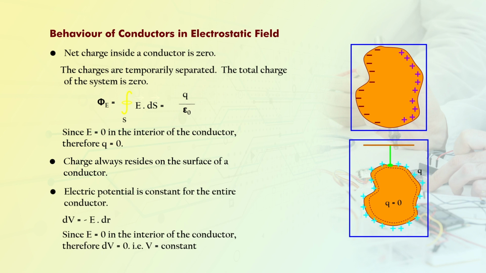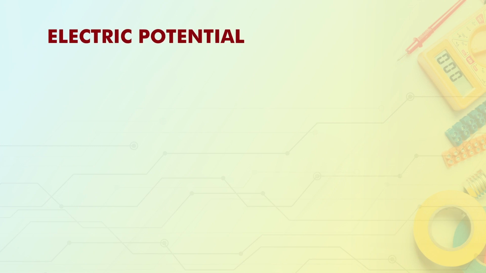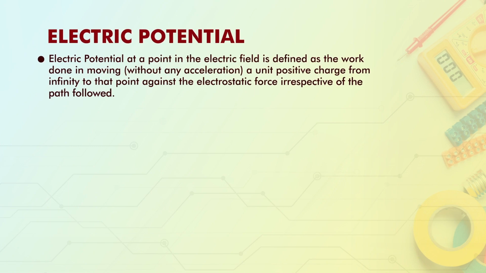Electric potential is constant for the entire conductor. Since electric field E is equal to 0 inside the conductor, dV is 0, that is, V will be constant.